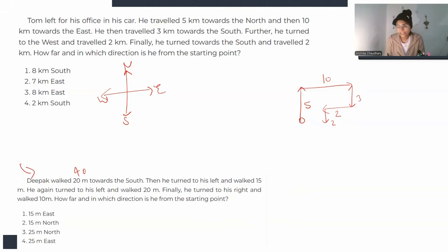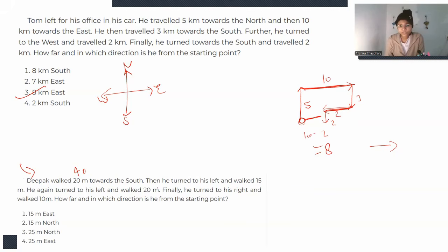So actually the starting point is this and he's here at the end, so he's in the east direction. And how much distance, right? So the complete distance is 10, and this distance is 2, so this distance would be 10 minus 2, that means 8. What is the answer? 8 kilometer east. The distance is given in kilometer, so we'll take kilometer. So 8 kilometer east. Let's move further.